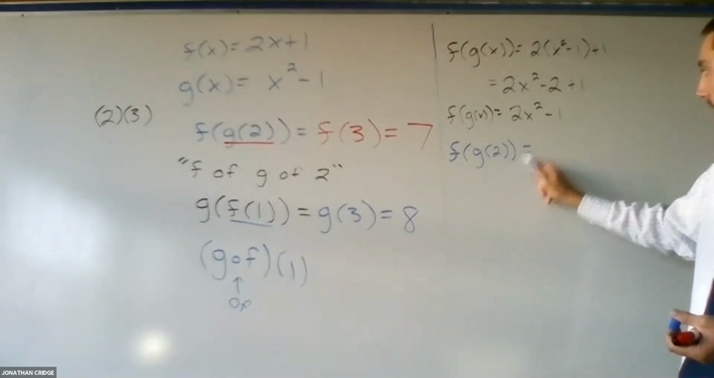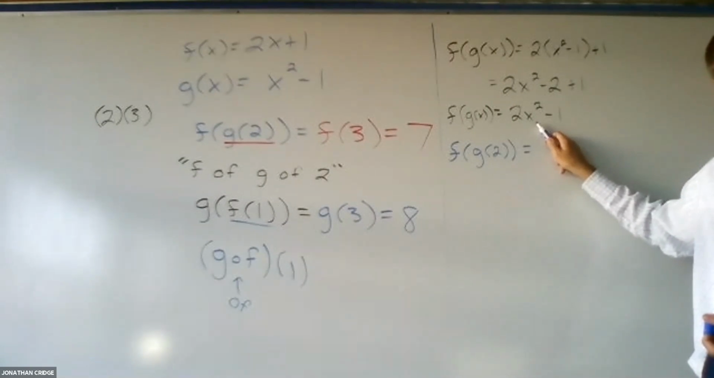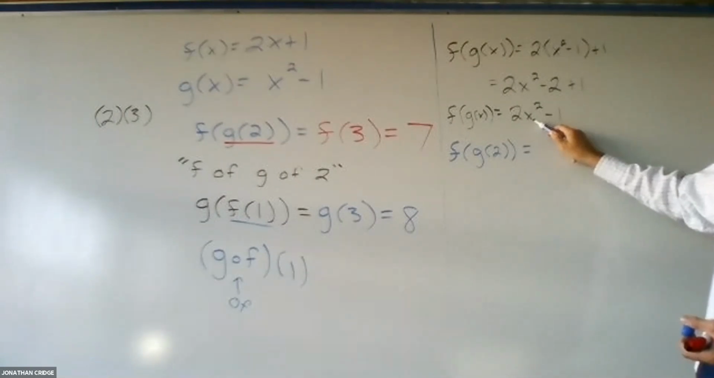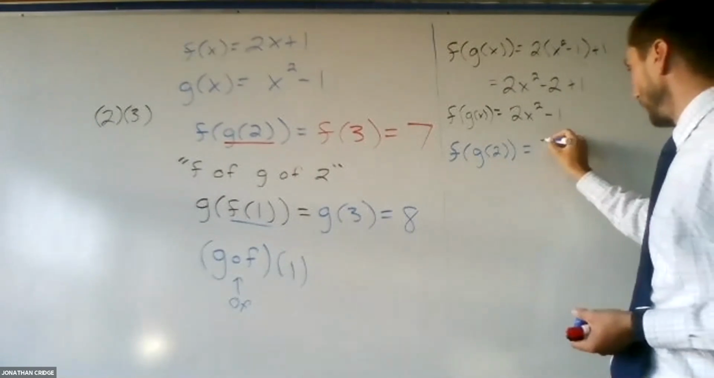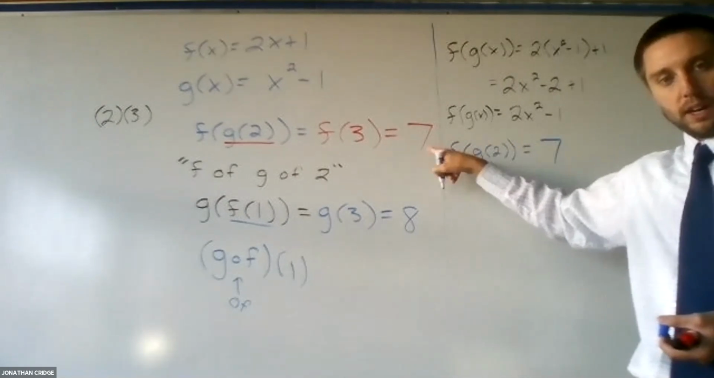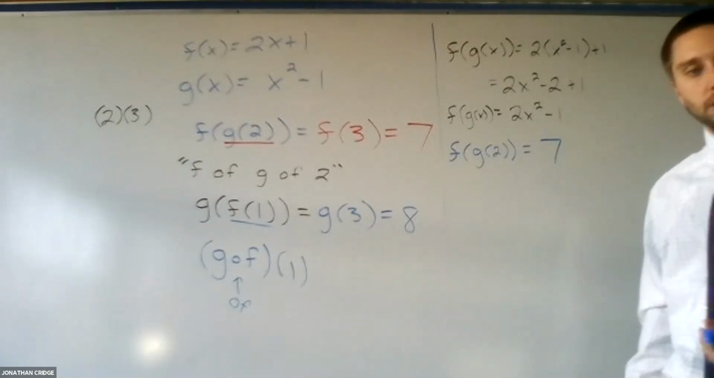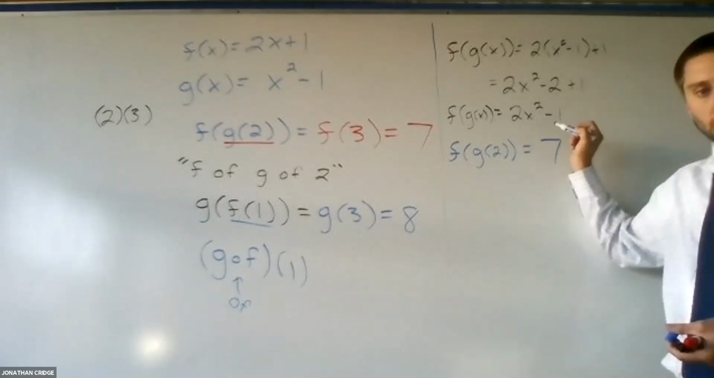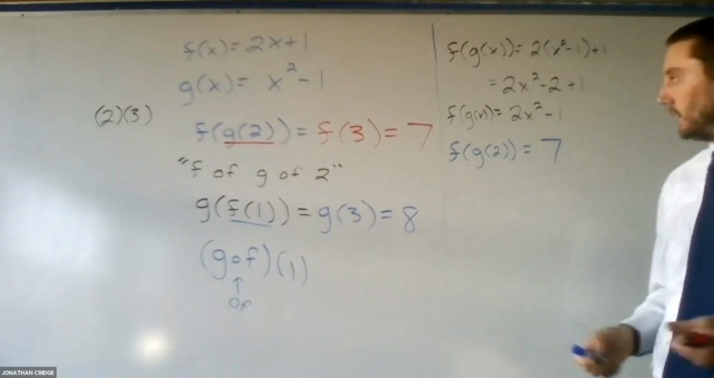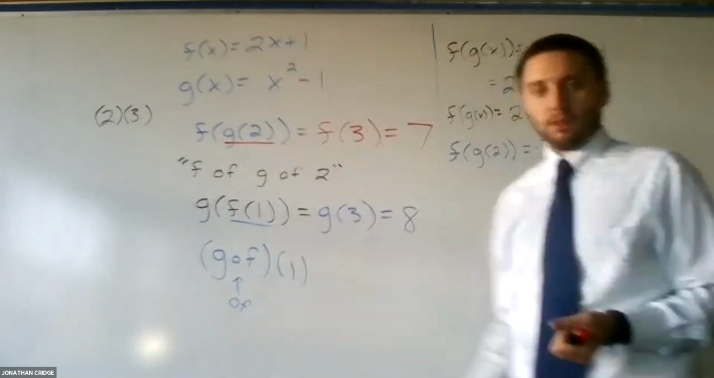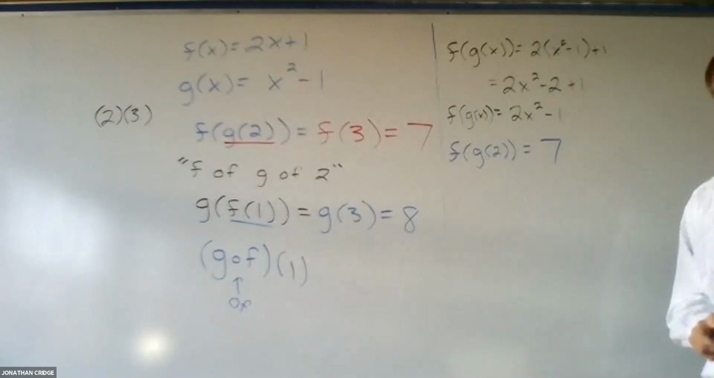Well, now, how can I find f of g of 2? All I have to do is just plug it into my f of g of x equation. So I'm just going to plug in 2 right here. 2 squared is 4, 2 times 4 is 8, 8 minus 1 is 7, which is what I just got over there. Okay, now you might be thinking, well, this seems like a lot more work, but if I have like 27 things that I want to plug in, instead of having to do multiple steps in a row, now I have a nice boom function there.